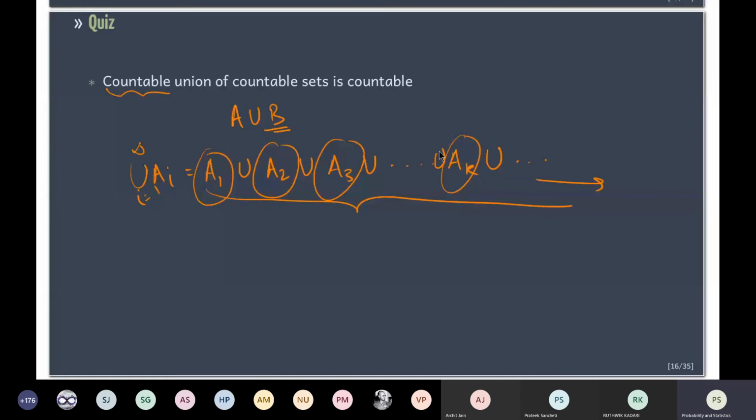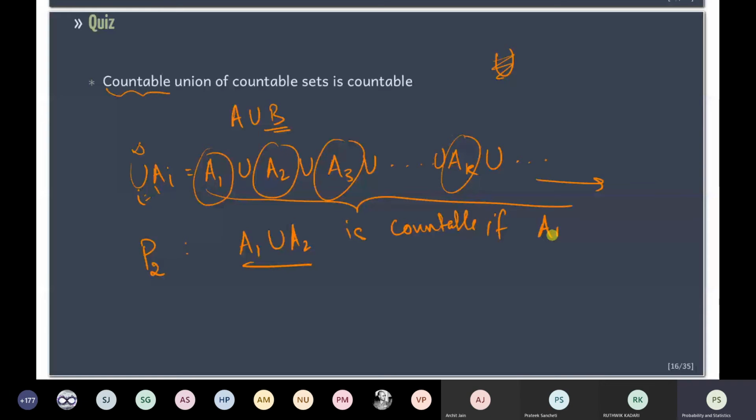And the trick to use here would be induction, our very familiar induction. Induction is typically used for proving results like that. So to start with induction, for the base case we know that it will be the union of two, right? So the statement we may make is that P2 is the statement that A1 union A2 is countable, if A1 and A2 are countable.